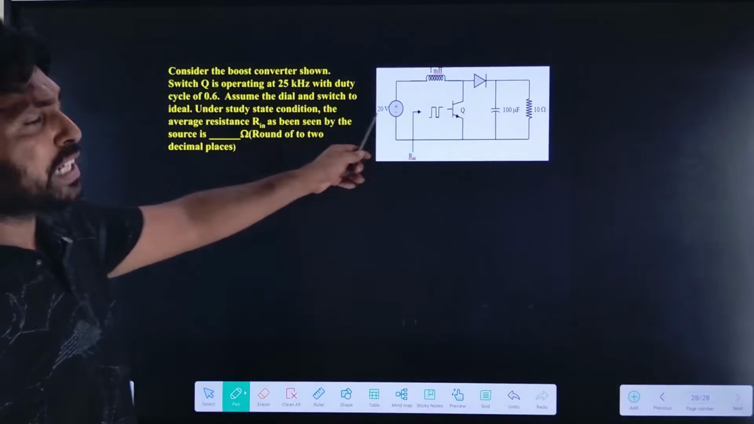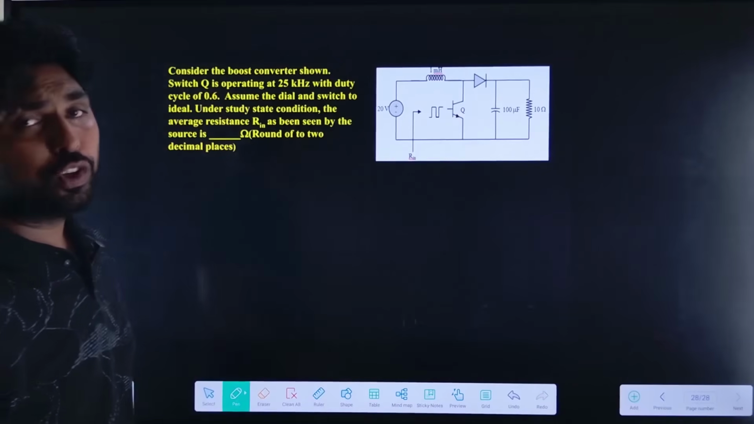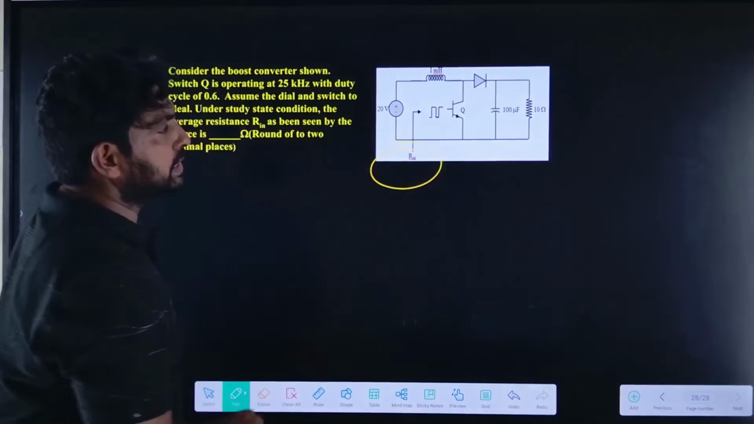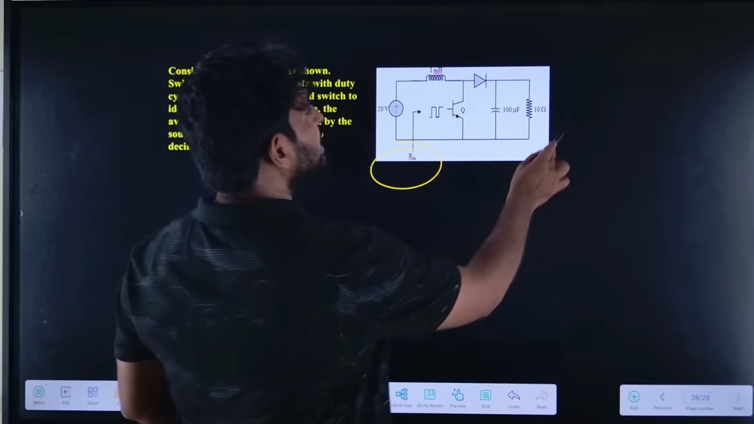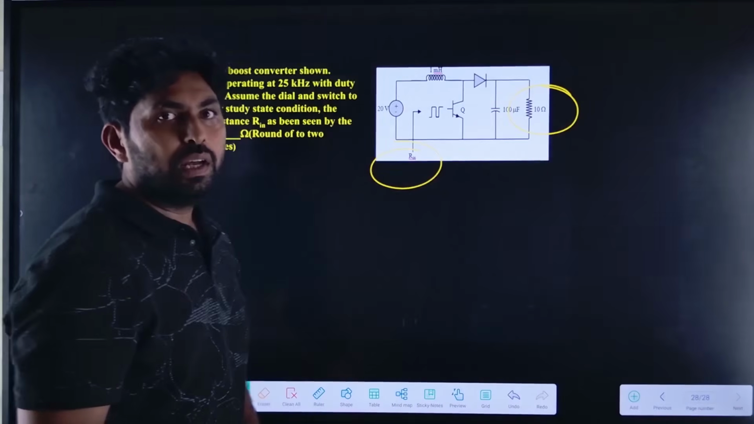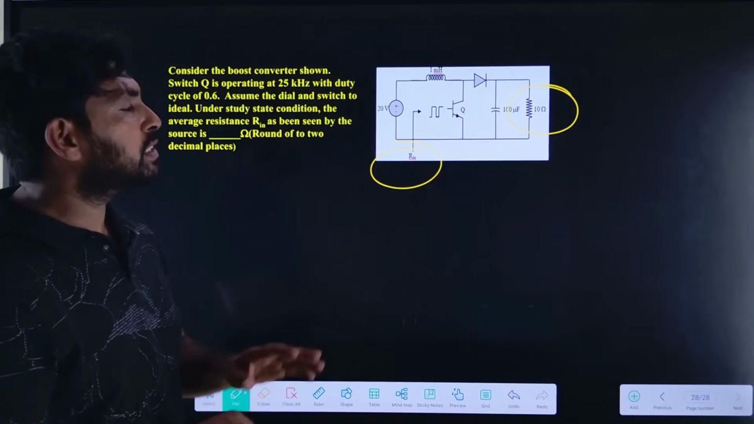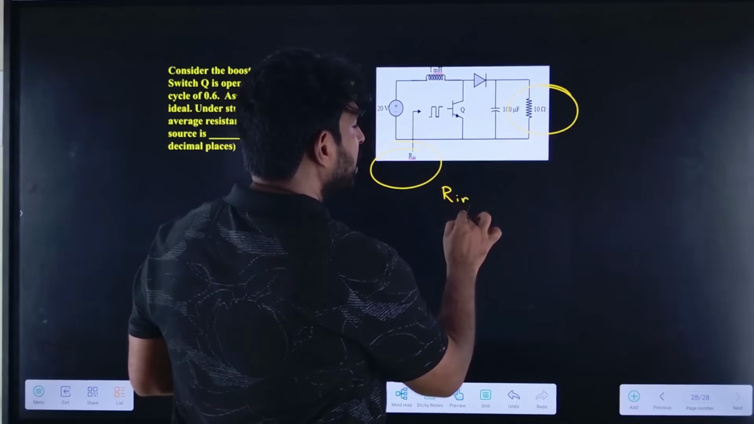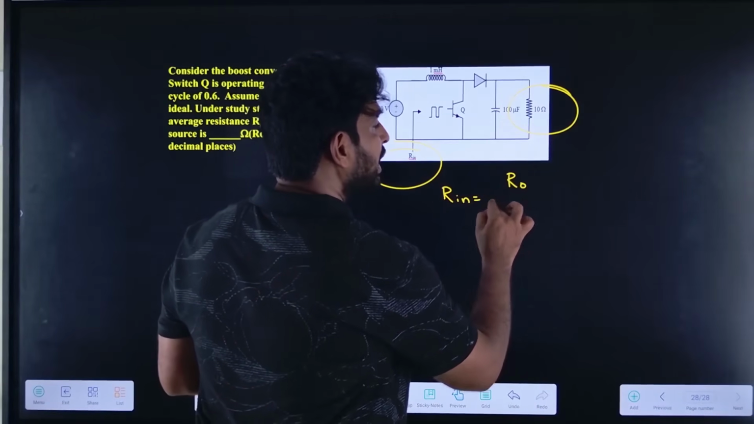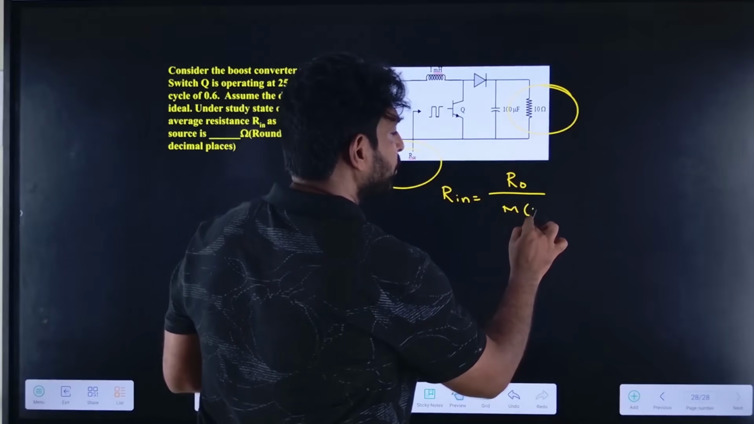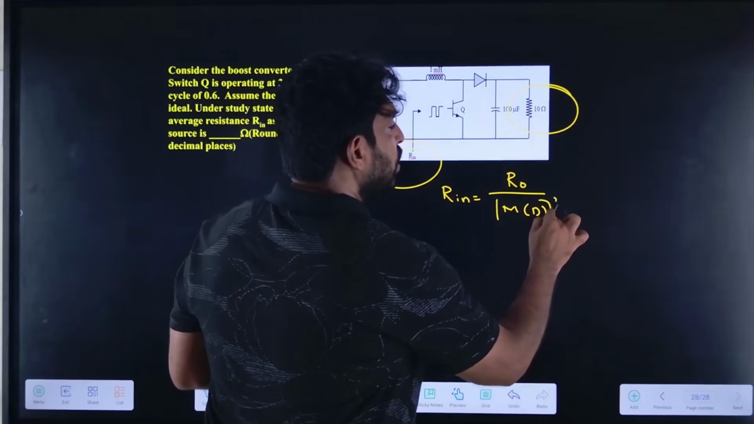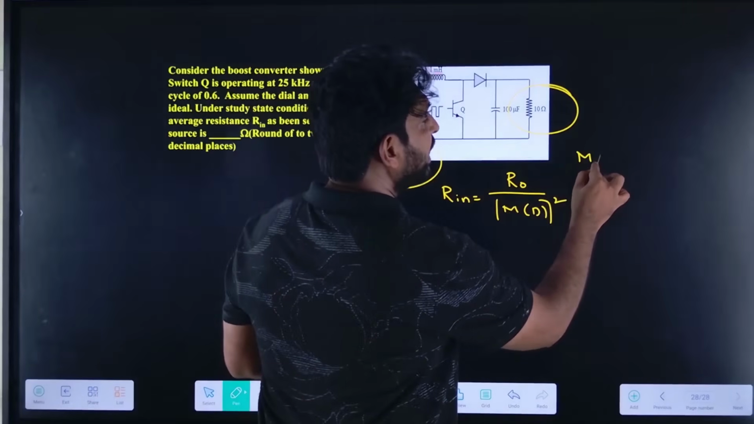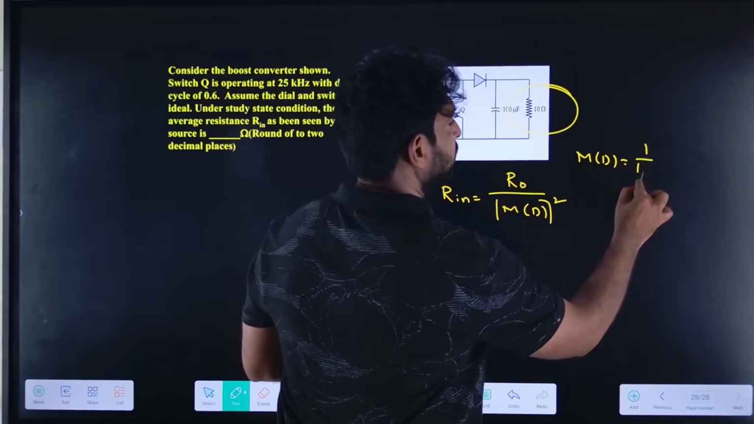So consider the boost converter. In this case, we need to find the input resistance. The output resistance is given as 10. So how can we find the input resistance? Very simple. The input resistance equals R0 divided by M of D whole square. What is the M of D? Because it is a boost converter, M of D equals 1 by 1 minus D.